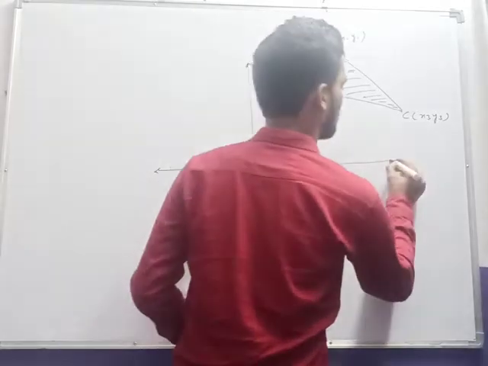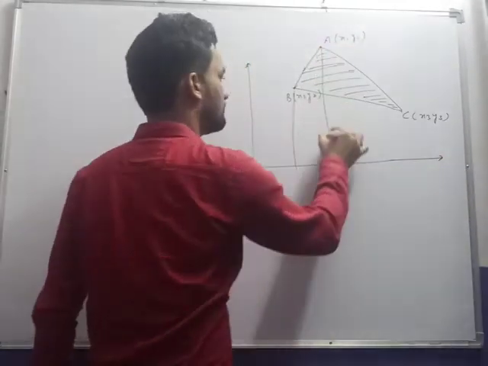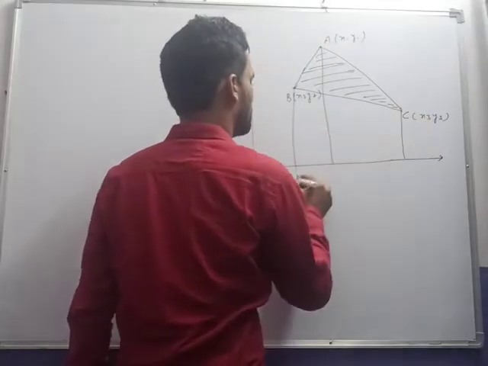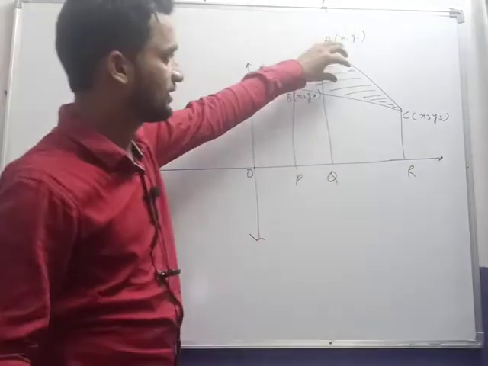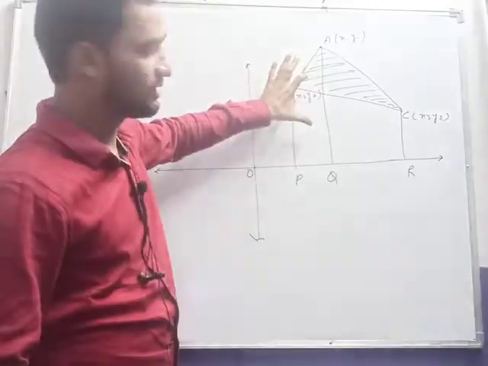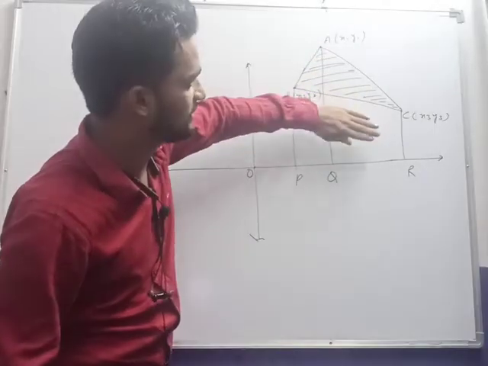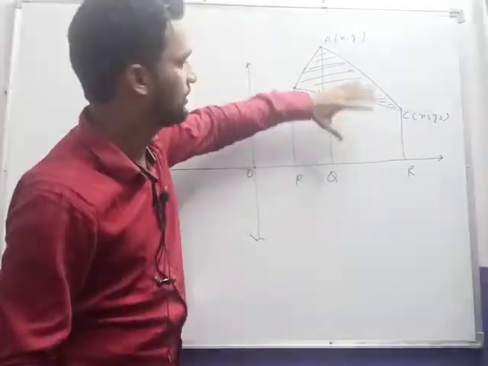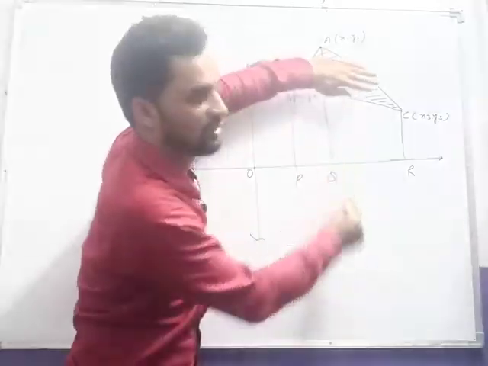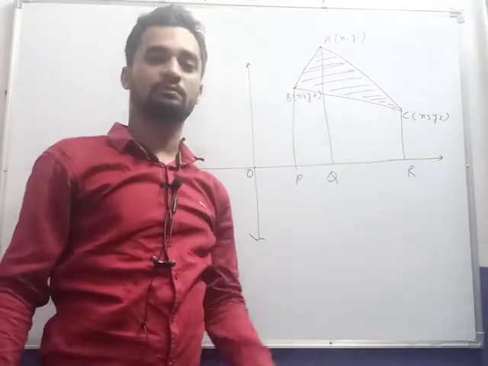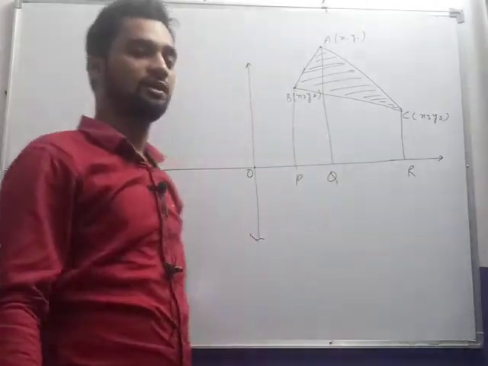If you want to derive it, you have to draw a perpendicular from all these 3 points. Suppose these are P, Q and R. To find the area of this triangle, it will be the sum of the area of this trapezium plus the area of this trapezium, minus the area of this bigger trapezium. First trapezium plus second trapezium minus the bigger one. The rest part will be the area of the triangle. But I am not going to show you this derivation, you can try it at home.